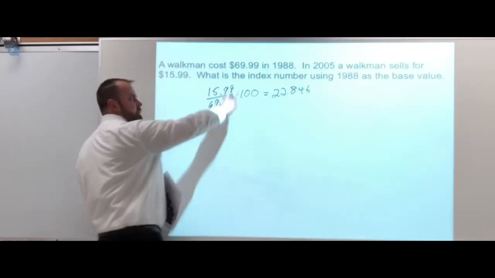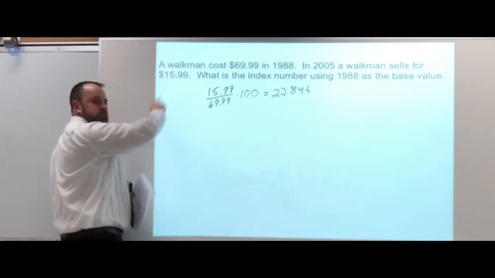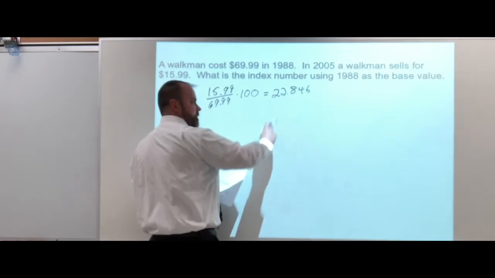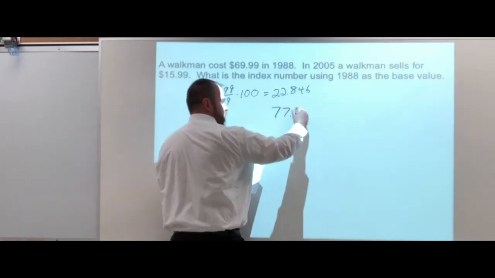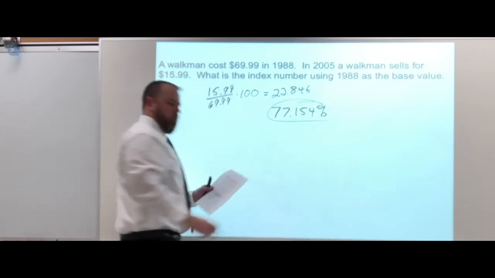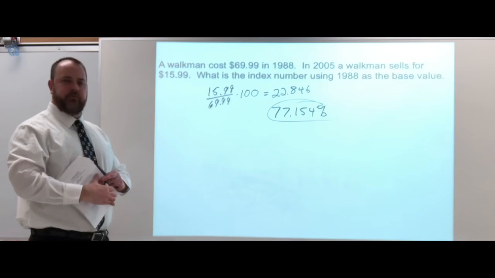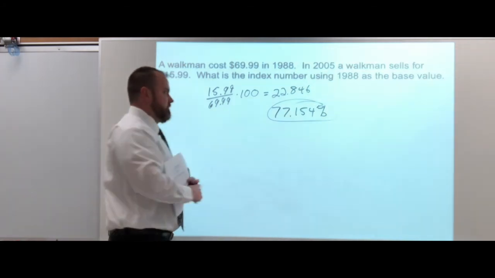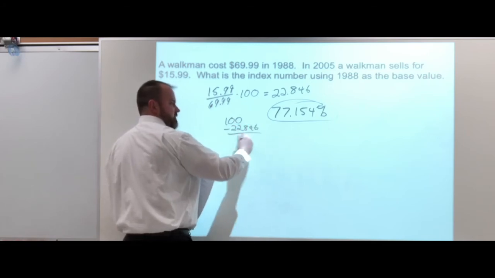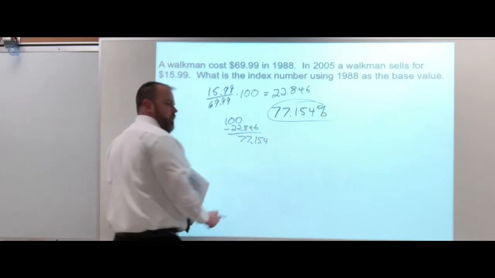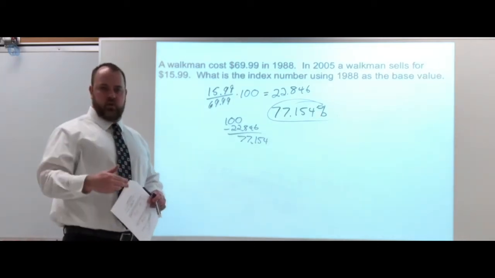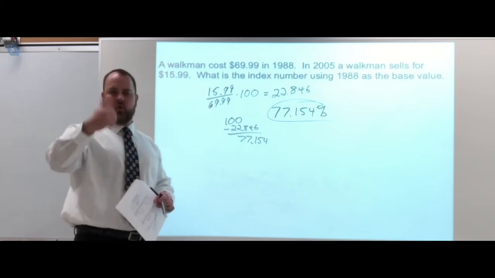Now the difference between that and 100, since it's less than 100, that means it's decreasing. We should be able to see $69.99 compared to $15.99. We know it's going to be decreasing, but by how much? Well, the difference here, 77.154, that's the percent difference we're looking at, because that's the difference from 100. You can even see the work there: 100 minus our 22.846 gives us our 77.154. So the difference is going to be the percentage of difference, increasing or decreasing, depending on if it's less than 100 or greater than 100.